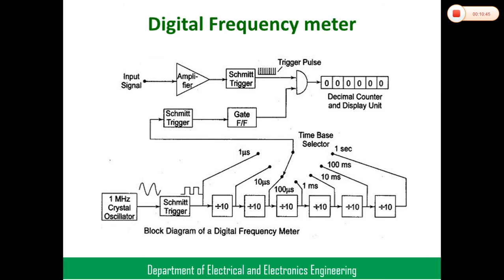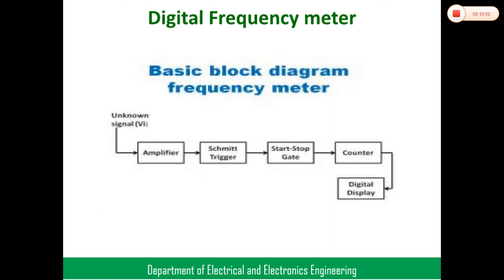Okay, coming to the next important topic, the basic block diagram. This is the basic block diagram of the frequency meter. The unknown signal waveform is connected to the amplifier. The amplified signal is connected to the Schmitt trigger, so the sinusoidal wave is converted to a square wave by using the Schmitt trigger.